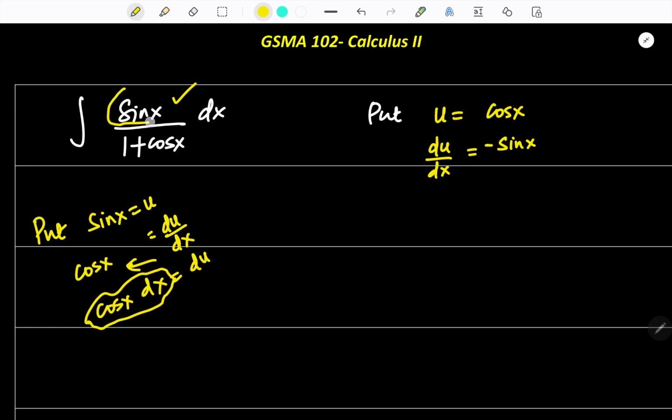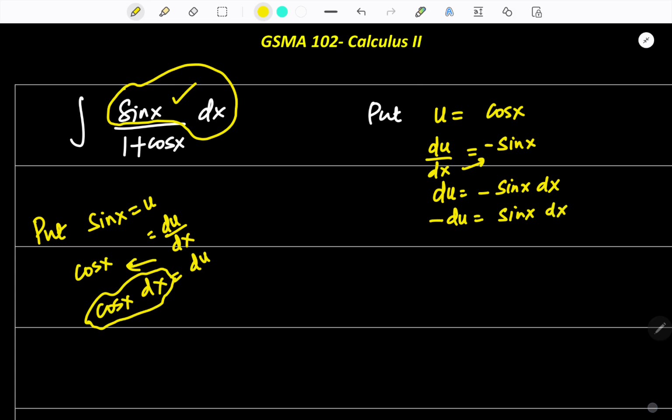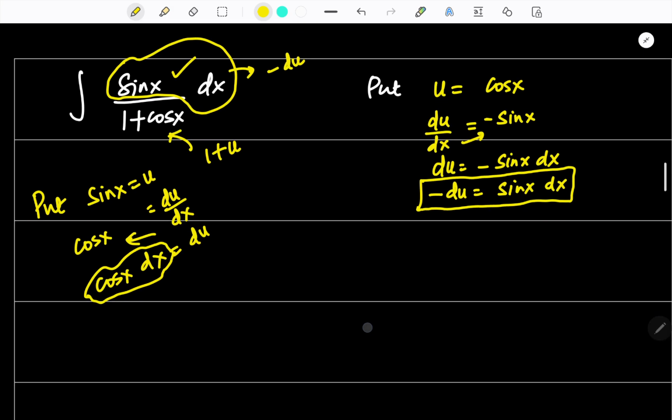Now look here, we have sine x dx, right? So du is equal to minus sine x dx. I cross multiply and take this minus to this side, I'll get minus du is equal to sine x dx. Okay, what about this one, teacher? This is 1 plus u, right? So what happens to the integral now? The integral of minus du divided by 1 plus u. So the minus will come out, du divided by 1 plus u.